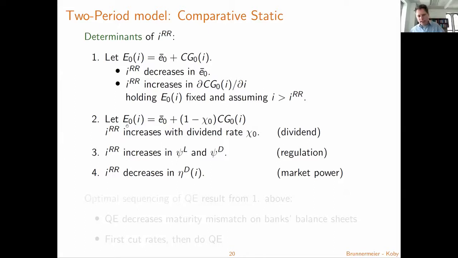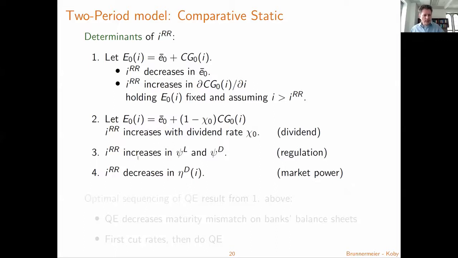The next comparative static: here assume that the banks pay out part of the capital gains they're making. That's the payout rate chi 0, which we assume is fixed. So if you have a certain profit, you pay out some fraction of it to the shareholders. If there's a higher payout rate, then the reversal rate is higher. So if the banks pay out, like in 2007 in the US, where the banks paid out a lot of their profits, to a large extent capital gains from interest rate cuts, then an interest rate cut is actually less effective. You don't want to go down so much.